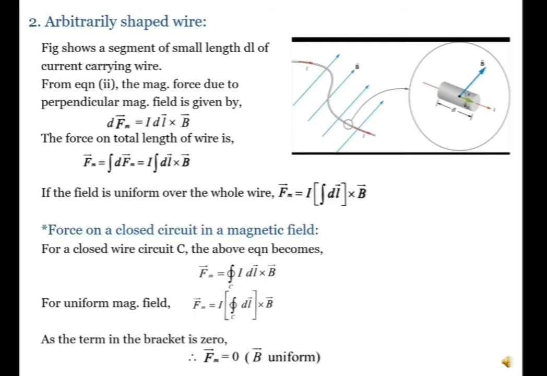The term in the bracket is the sum of vectors along a closed circuit. Hence, it must be 0. Therefore, F bar equal to 0.